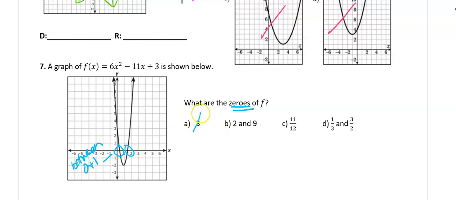So I'm going to come over here. Not that one. Not that one. Not that one, because that's only one answer, all right? That's only one solution, and it obviously has 2. So it has to be D. So this is 1/3, which means it's about 1/3 of the way over from that, and 3/2, which is 1.5. So that is your answer, and that is just estimating right there.